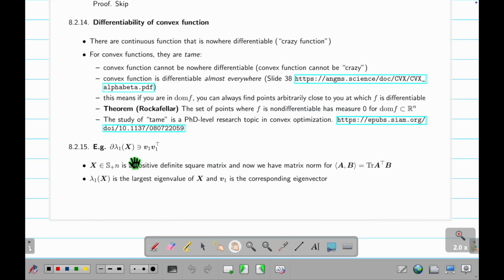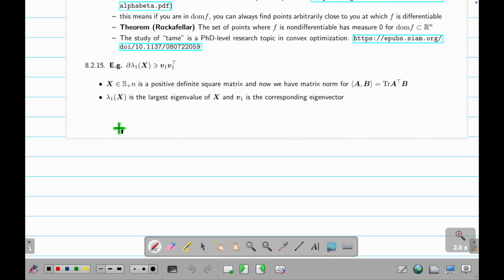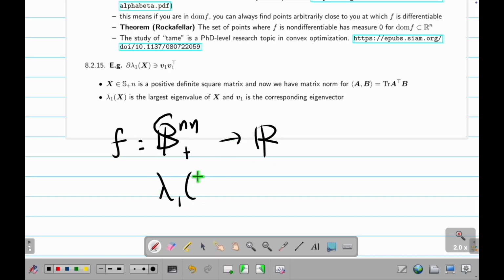Lastly, what's the subgradient of the largest eigenvalue? I have a function f that takes in an input x, an n by n matrix. Let's make it simple and make it symmetric. And then I give a number. What is this? I want the largest eigenvalue of x. Now I want to find the gradient of this thing.